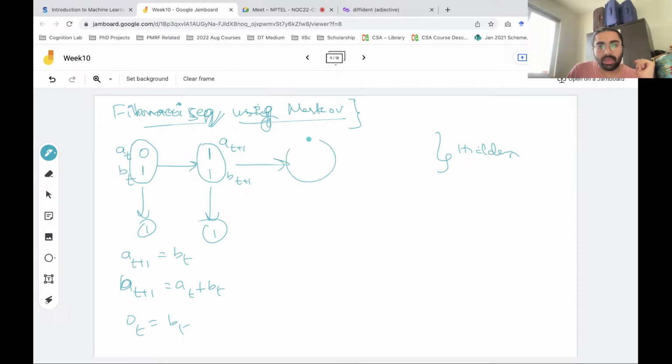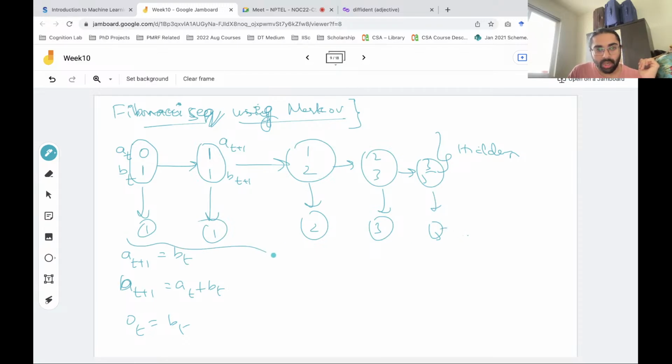So the output is 1 here, the output is again 1, right? And then I form my next state, which is basically copy this 1 here, add these two, and output is 2. Same thing here: I'll say 2, then add these to get 3, output 3, and then take 3 here and add these to get 5, output 5, and so on. So what you got as output was a Fibonacci sequence.